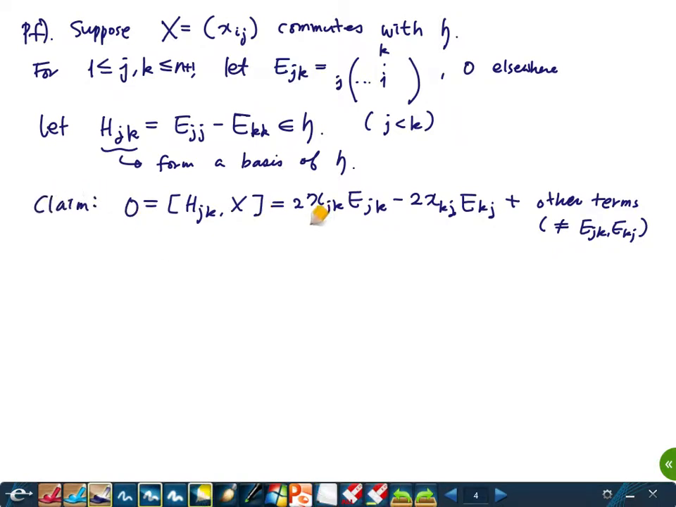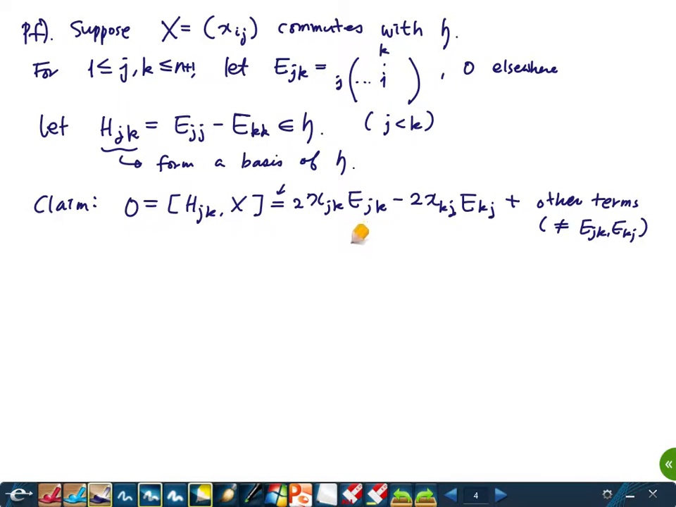This one is, of course, true. The claim is this part. If the claim is true, what can we say? It has to be 0. This has to be 0 because they form a basis. So every non-diagonal entry will be 0, so you can conclude that X is indeed a diagonal matrix.